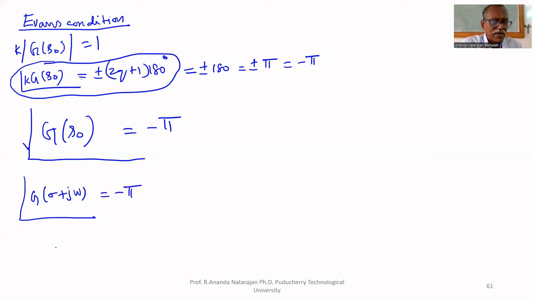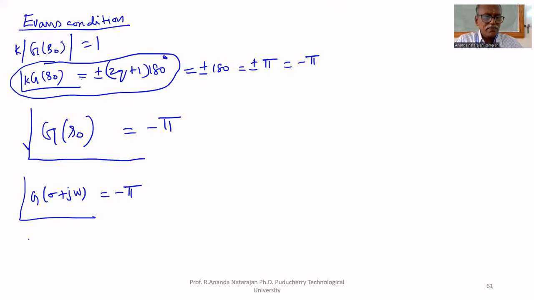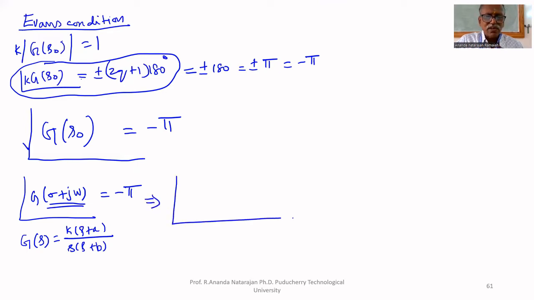What is G? G of S is given as K multiplied by (S plus A) upon S multiplied by (S plus B). But S equals sigma plus j omega. Therefore, this implies the angle of K multiplied by (sigma plus j omega plus A) whole divided by (sigma plus j omega plus B).